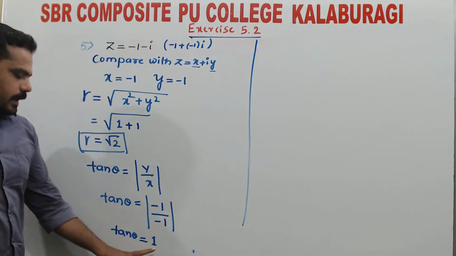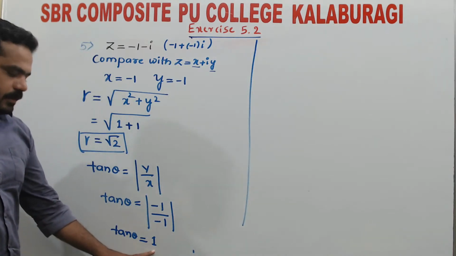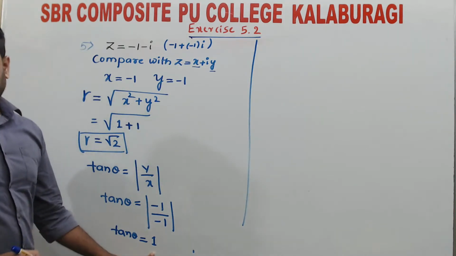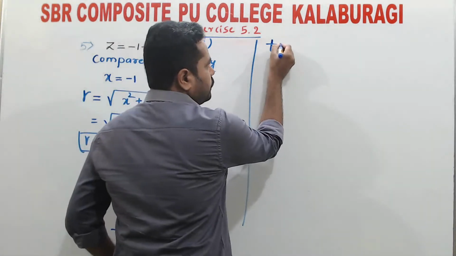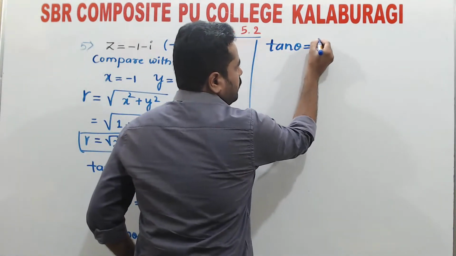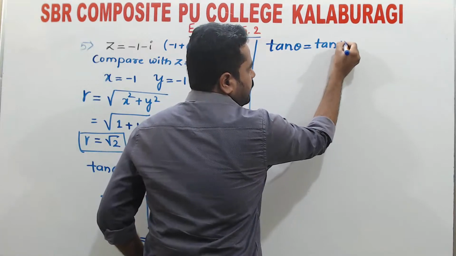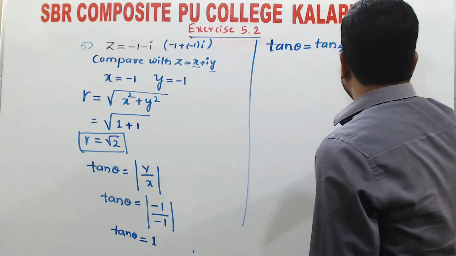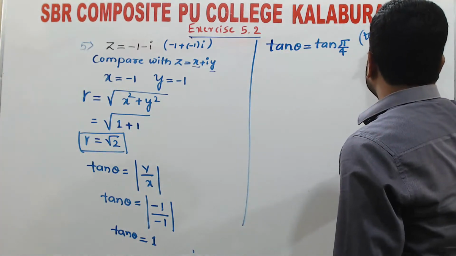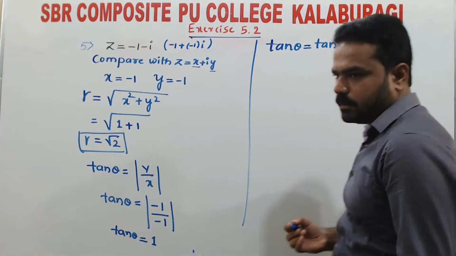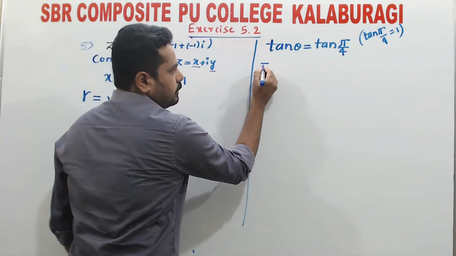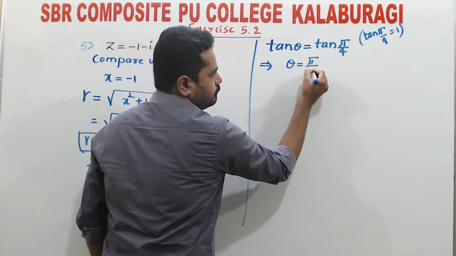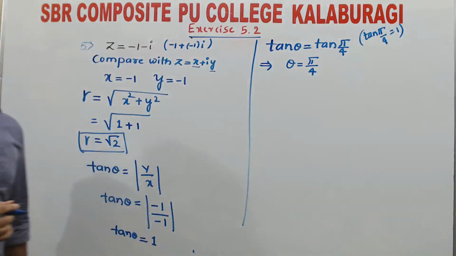For what angle will tan be 1? Tan 45 is 1. Therefore, I'll write this 1 as tan 45. Therefore, tan theta equals tan 45. The 45 can be taken as pi by 4, because tan pi by 4 value is 1. Okay, and this implies by comparing these two, the theta value is pi by 4.